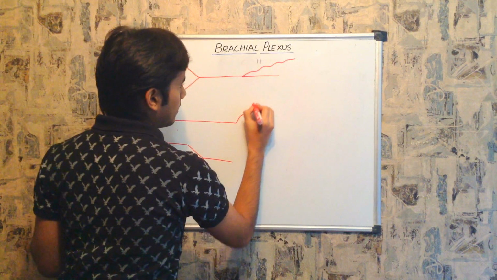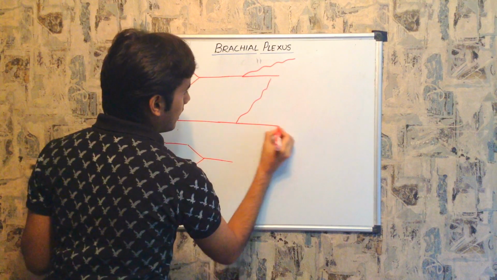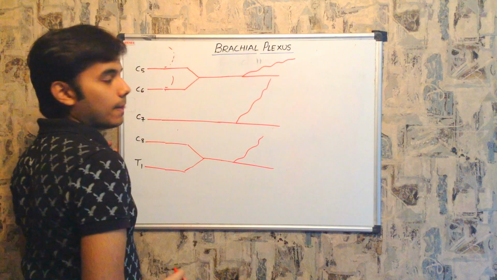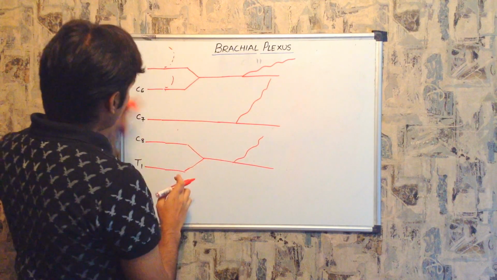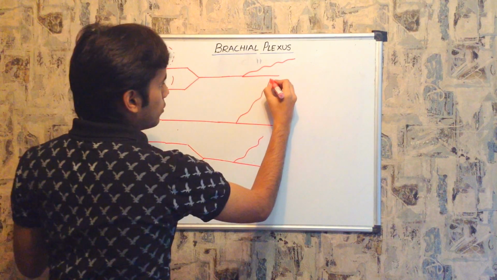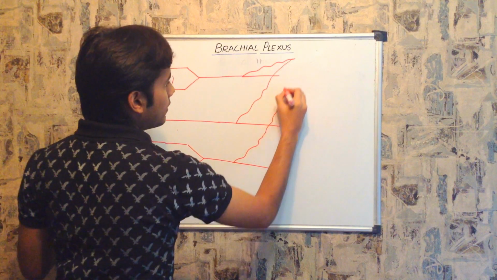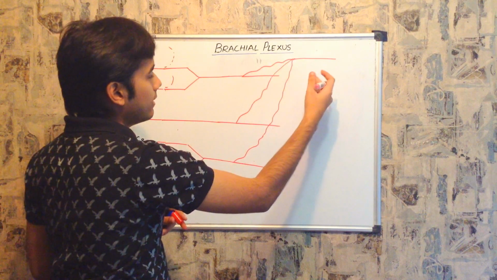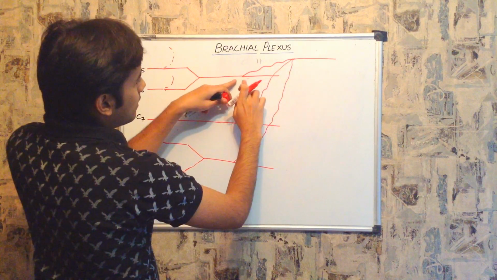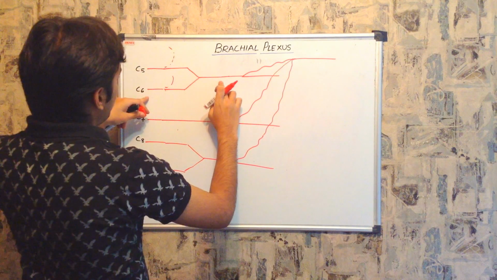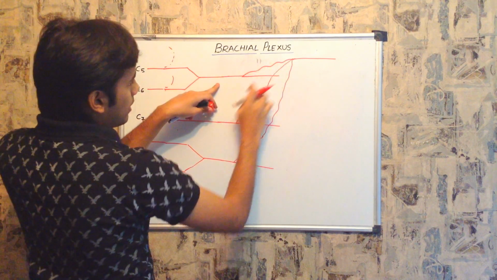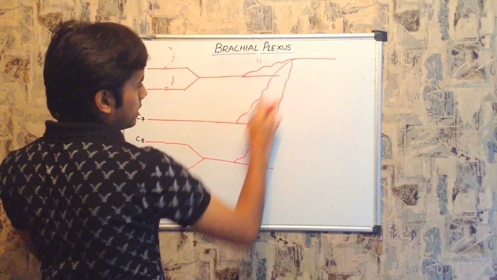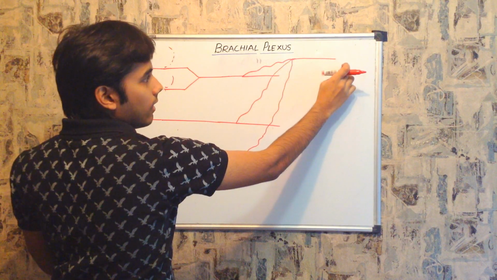In the same way here, posterior part, anterior part. In the same way the posterior part and the anterior part. So all the posterior parts of C5 to T1, all of them connected together, form the posterior cord. I will be labeling the names later. So first just remember that all the posterior parts of C5, C6, C7, C8 as well as T1 join together to form the posterior cord.